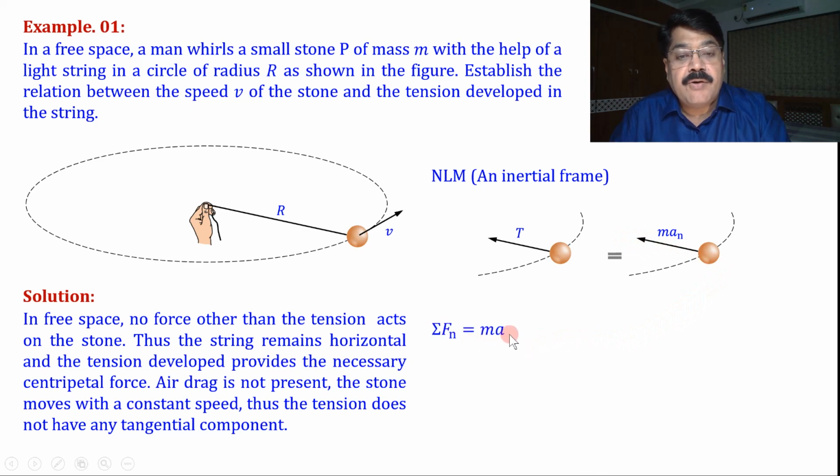Summation F_n is equal to m a_n, that is T is equal to m V square by R. We can substitute the expression for a_n, V square by R, where R is the radius. And from here, we can find the desired result, that is the expression for the tension T. Because here a_n is equal to V square by rho, and rho is the radius of curvature. For a circle, this rho assumes the value capital R.